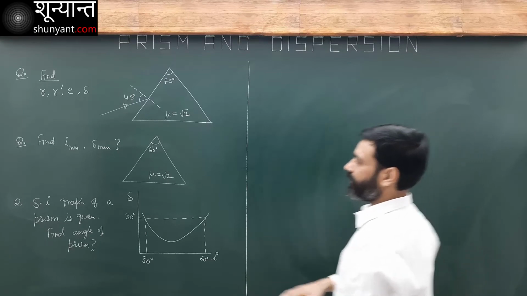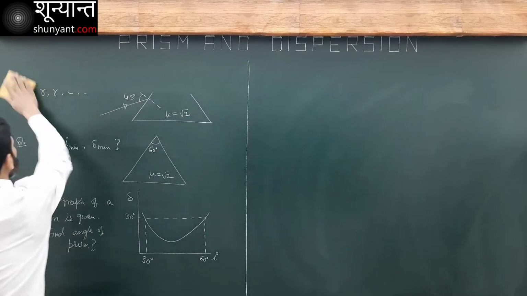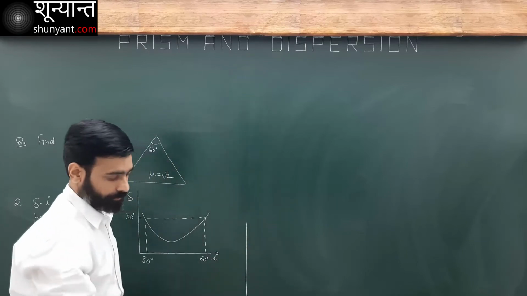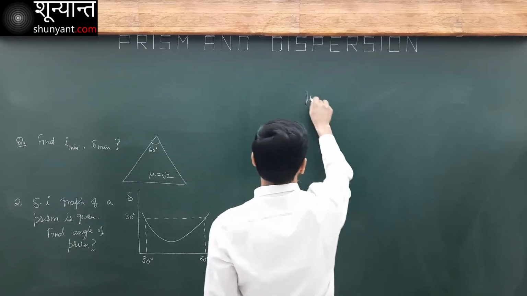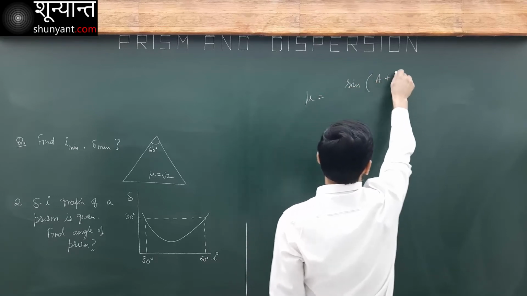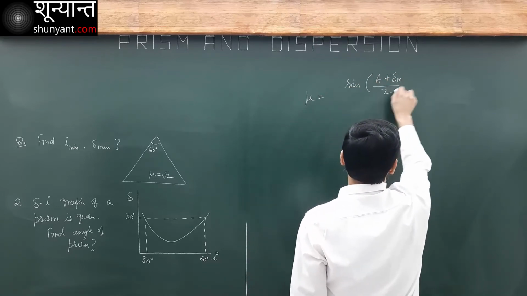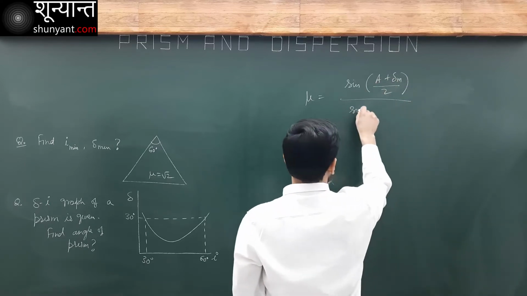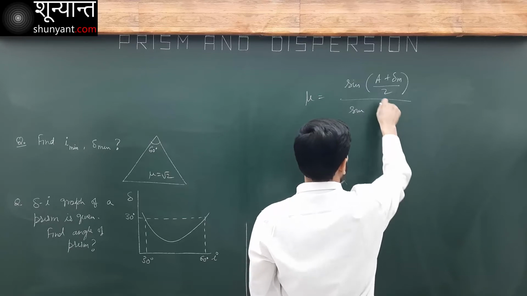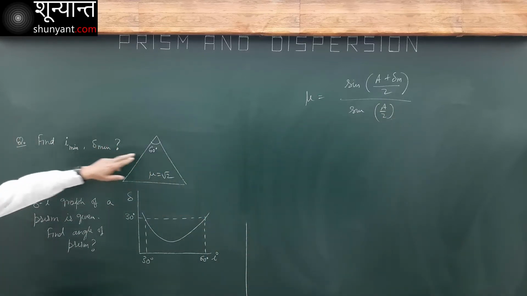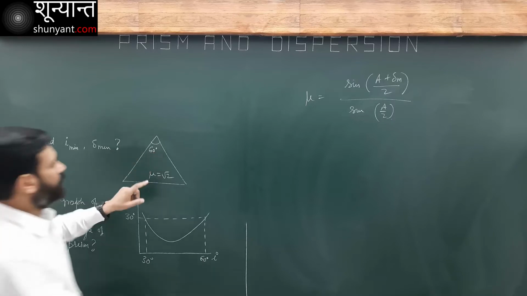Okay, so second one. Let's apply the formula directly, because it's a case of minimum deviation. So we have this formula. Mu is sine of A plus delta, sometimes we write it as delta m, m is for minimum, over sine A. That's it. So what I have is this is given. This is given.